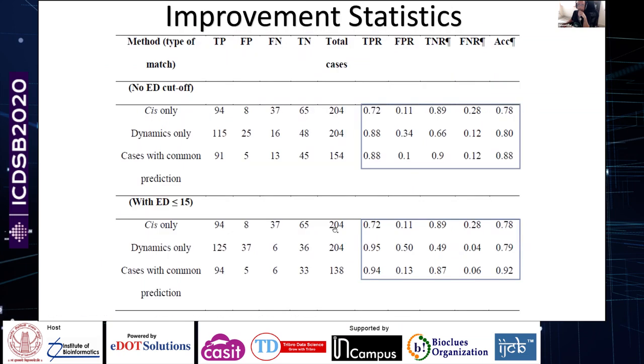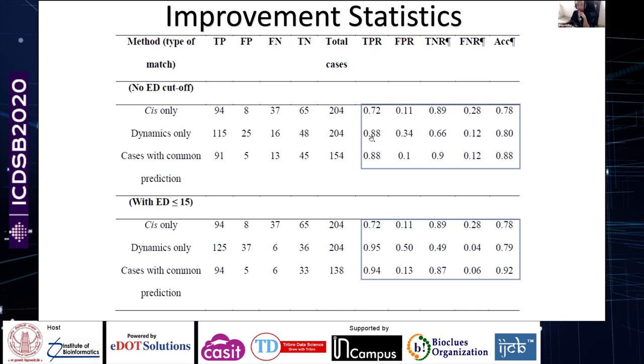So this is the summary of the results. For the sake of time, I'm skipping all the other details. We had 204 such cases for which the experimental data was also known, and the detailed functional analysis was available in various published papers. When we did the sequence only analysis, the true positive rate was 0.72.